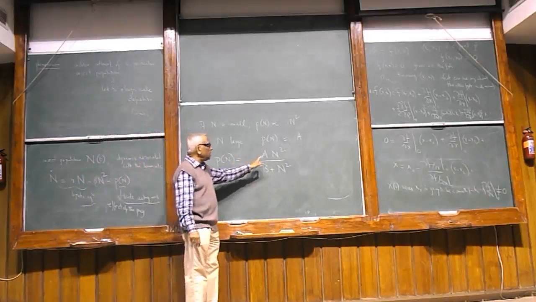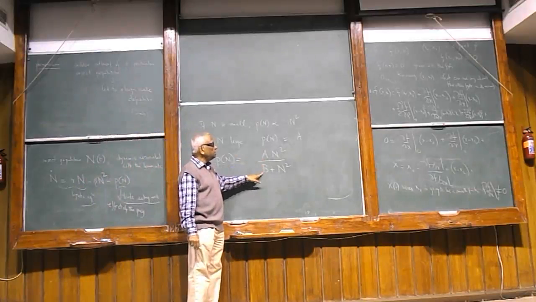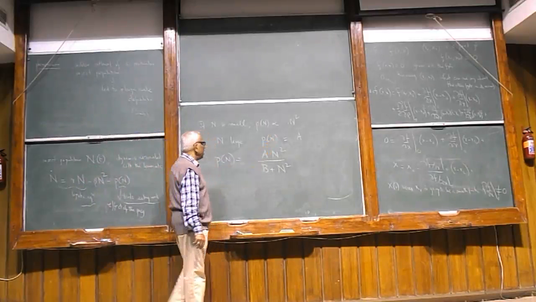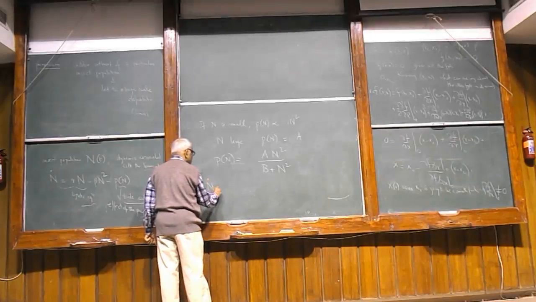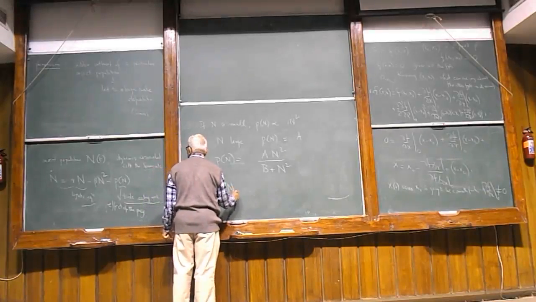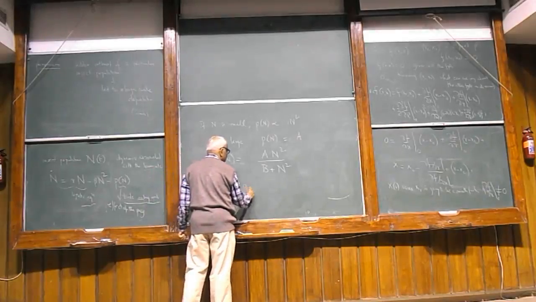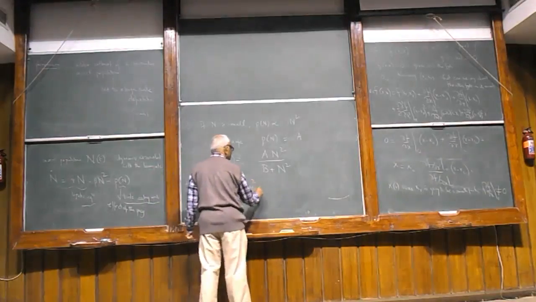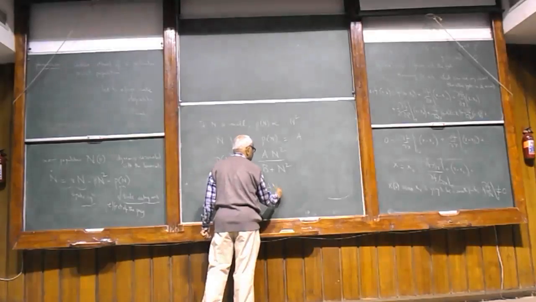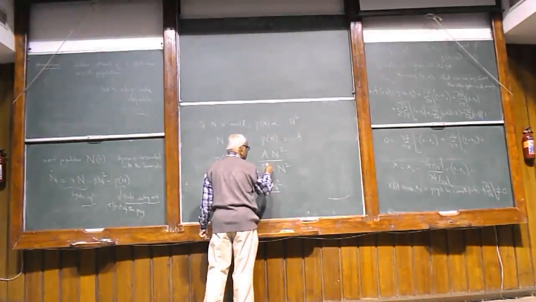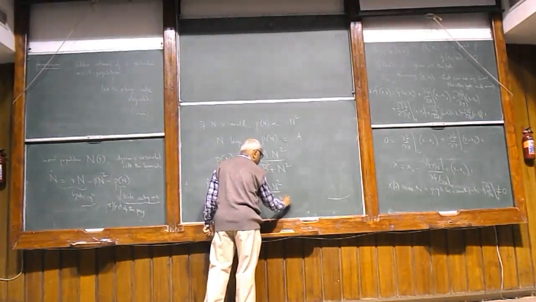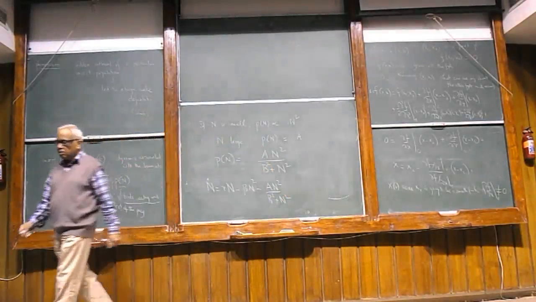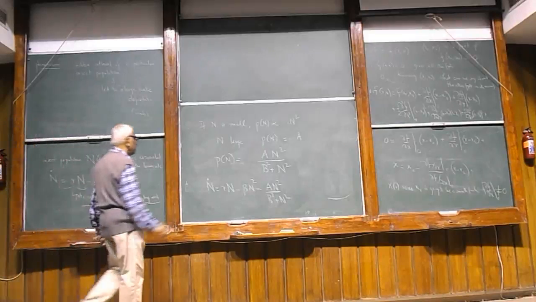For small n, a n squared over b, and for large n it goes to a, and therefore you propose that n dot is equal to R n minus beta n squared minus a n squared over b plus n squared. Let's put a square here. So this was the model.